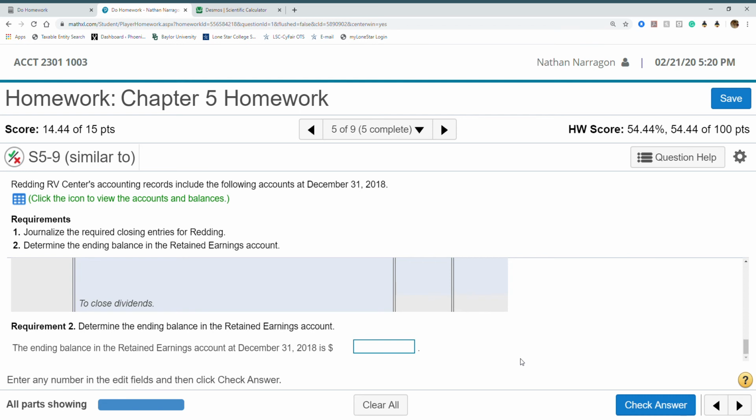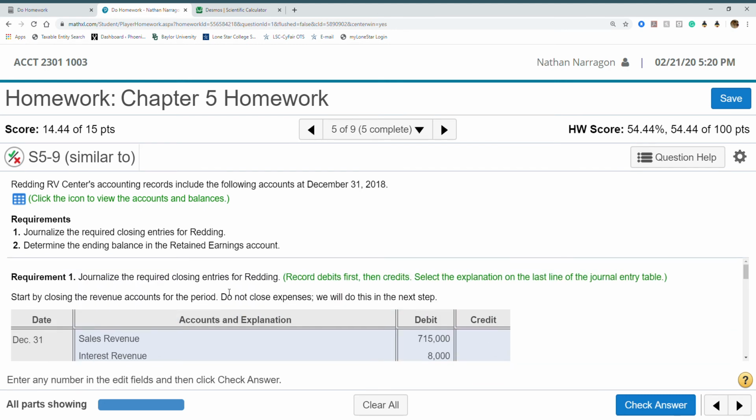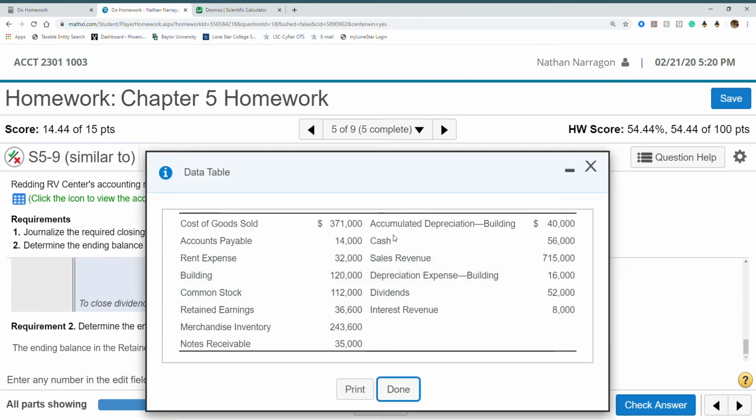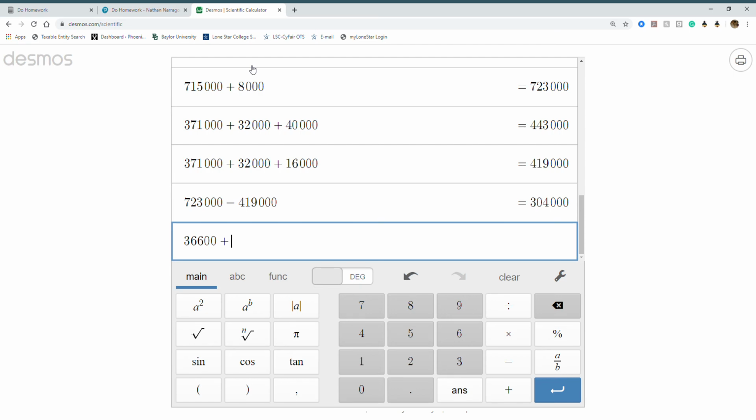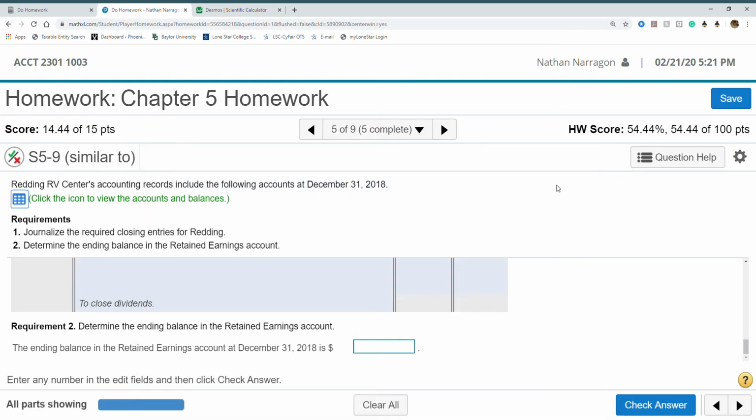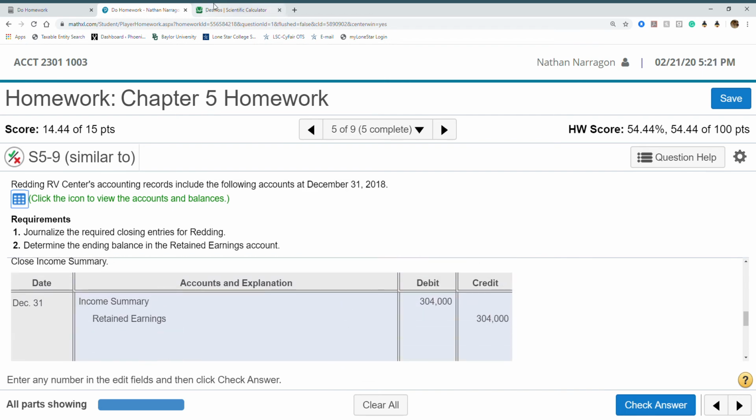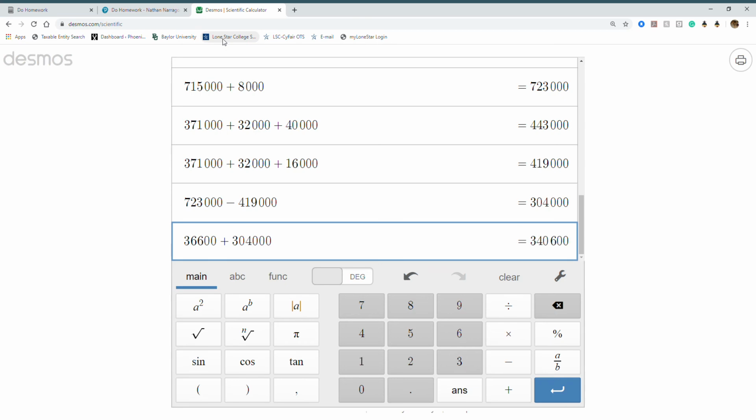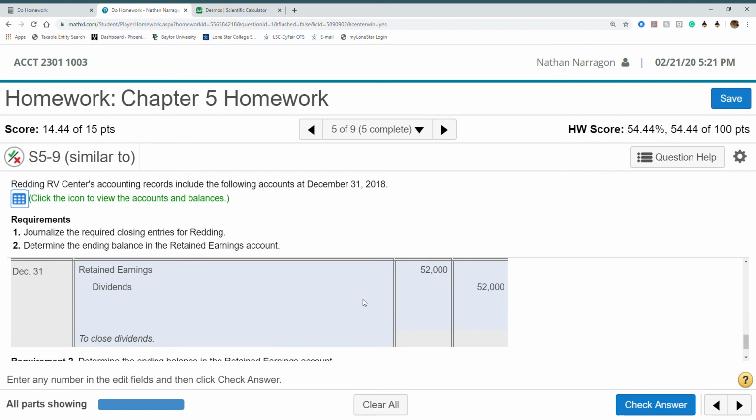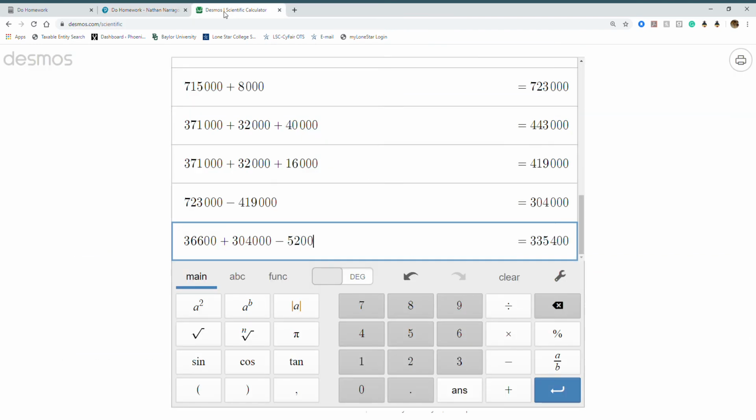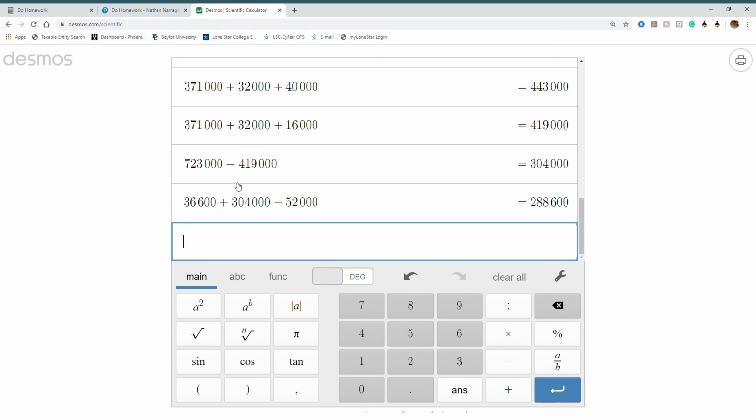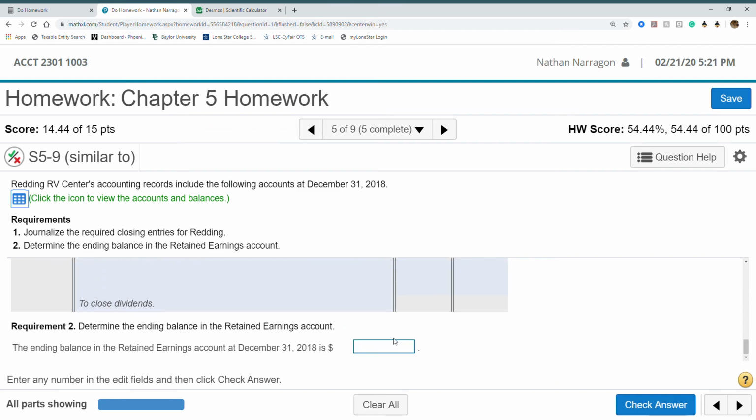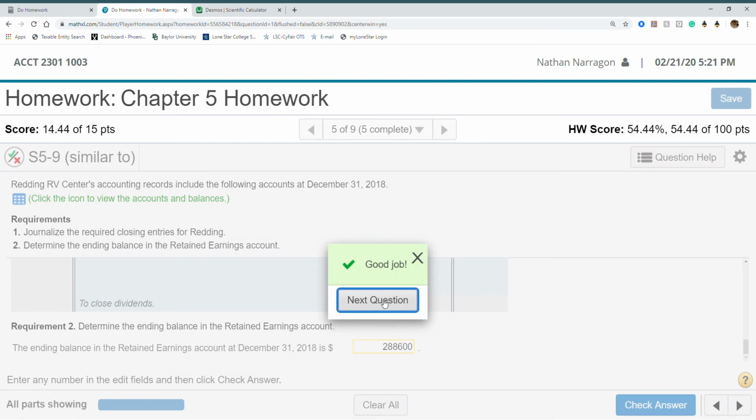Alright. Ending balance in retained earnings account on December 31st. Okay, so it's asking for that. So, right here, retained earnings started at 36,600. We're going to add what we closed out, 304. And then we're going to subtract, of course, our dividends of 52,000. So it should be 288,600. And that's it for question number 5.